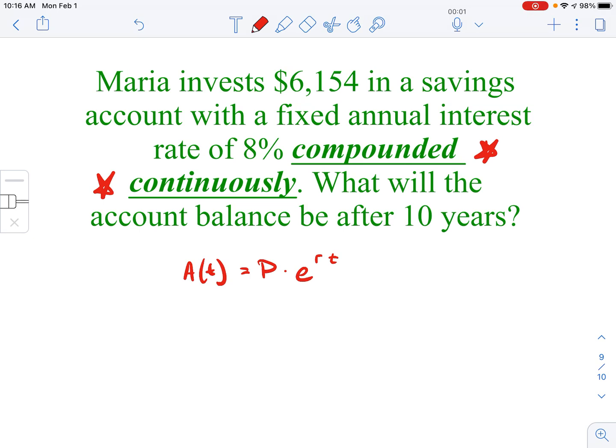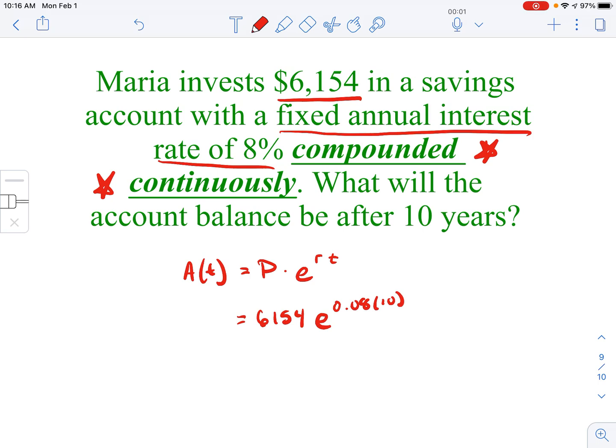So now, what is my principal, or the initial amount? Well, I am investing $6,154. e is a constant. Now, r is my rate, in this case my fixed annual interest rate. So we are now going to plug in 8% as a decimal into that exponent in place of r. And now t, because it's an annual interest rate, we're going to plug in 10 for 10 years. And this calculation will give us the amount we have in our account after 10 years.